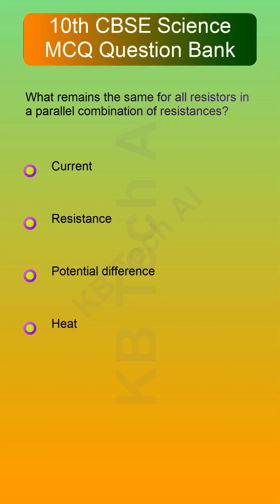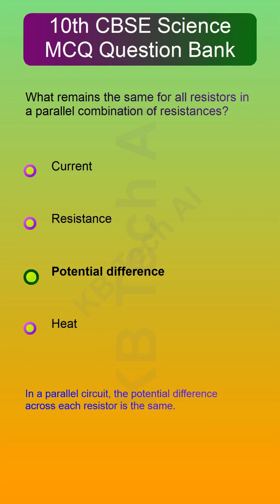What remains the same for all resistors in a parallel combination of resistances? Option 1, current. Option 2, resistance. Option 3, potential difference. Option 4, heat. The answer is Option 3, potential difference.